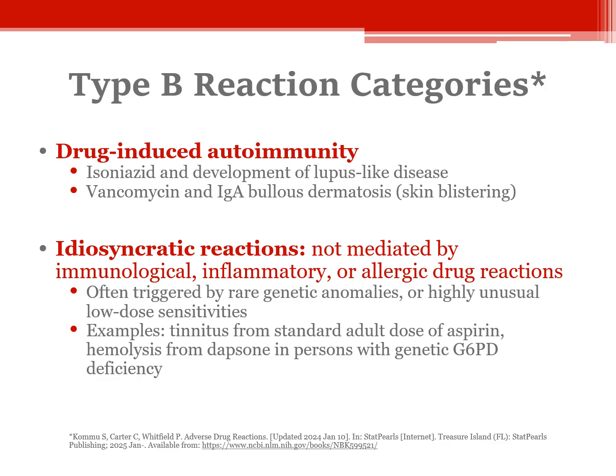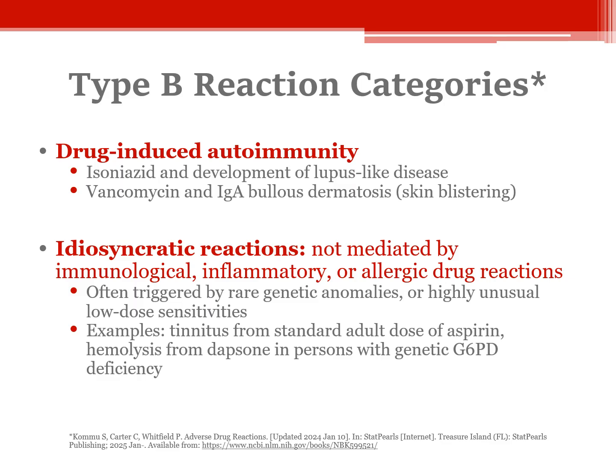And then the final category of type B reactions is just truly idiosyncratic reactions, where there's no immunological reason that we can see, no inflammatory cascade reason, no reason why this drug should cause this reaction allergically. There's no known antigens on the drug that cause it, but they just happen. And a lot of times with these, the most truly idiosyncratic reactions are due to rare genetic anomalies or just highly unusual low-dose sensitivities among certain people.